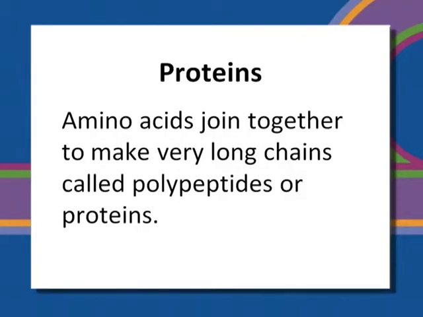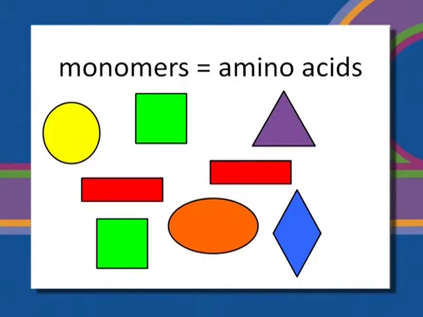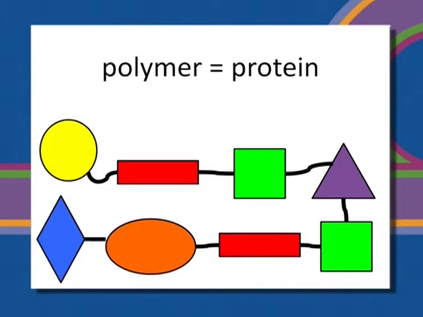The amino acids join together to make very long chains called the polypeptide or the protein. If we have a look at this picture, we see that there are various different kinds of amino acids. As we mentioned, there are 20 different kinds, and they are the monomers. When we link those individual amino acids together, very much like beads on a chain, we create the polypeptide or the protein.